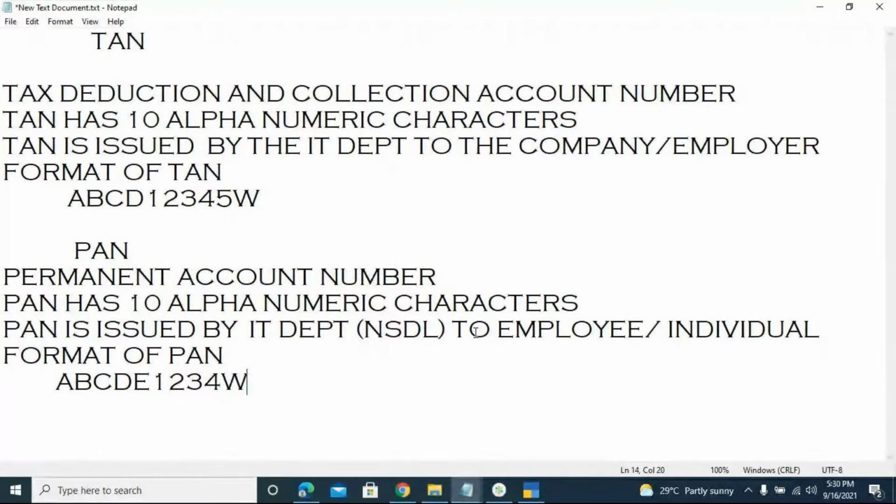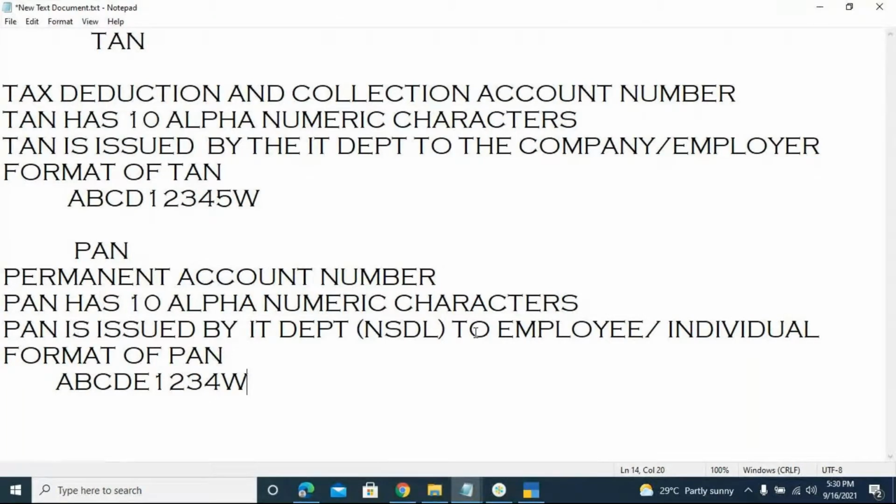Can you see what is swapped here? In PAN there are always 5 alphabets, 4 numbers and 1 alphabet. You can check with your PAN number. It's 5 alpha, 4 numbers, alpha. If you check TAN, it is 4 alpha, 5 numbers, 1 alpha. So this is the difference between TAN and PAN.